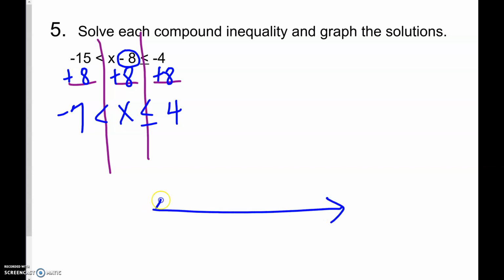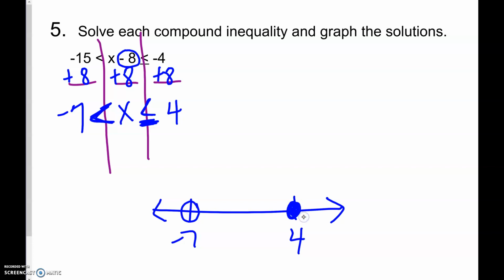Okay, this is an and problem. So we should know from the and problem that we're going to be shading between. So let's look here at this symbol right here. X is, there's no line underneath it. So at -7, it's open. But if you look at the 4, there's the line underneath it. So we know this needs to be closed.